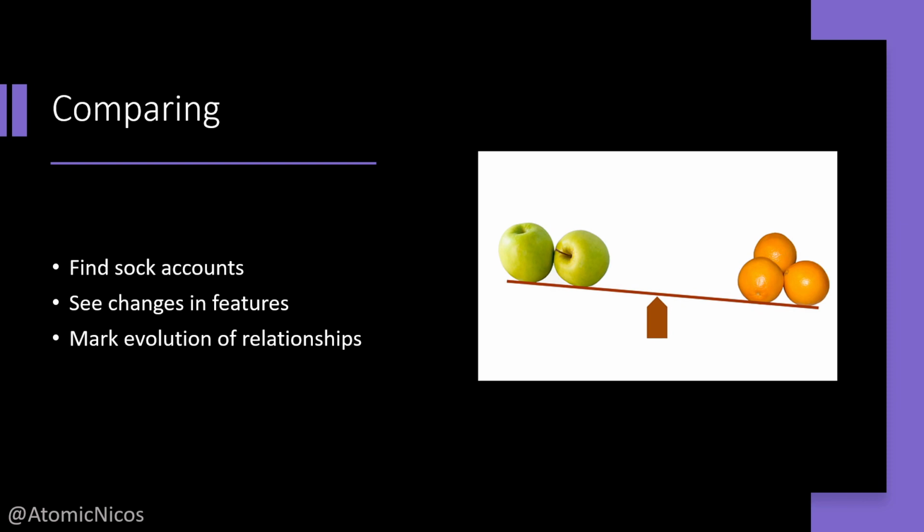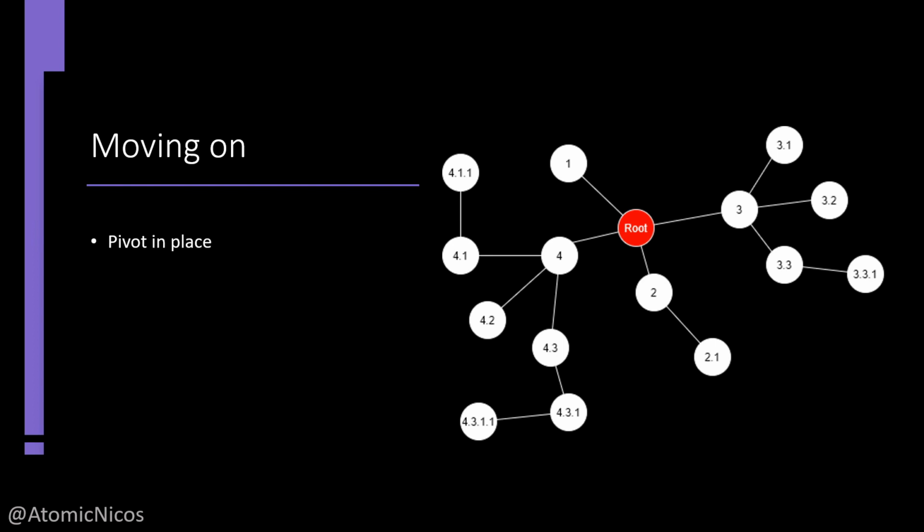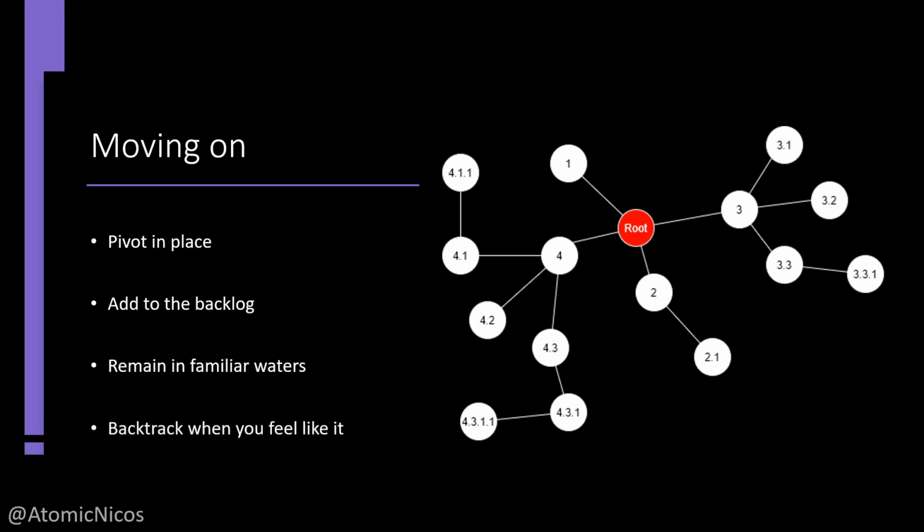And then you need to move on from what you're doing, right? So moving on from one pivot to the next is actually quite complicated, because instead of being a linear thing, the thing is going to look like this. With a first element, a second element, a third element, a fourth element, and all of these things go one after the other. So what you do is you pivot in place, you add stuff to the backlog, and then you tend to remain in familiar waters, right? And once you feel you've gone a little bit too far, you backtrack.